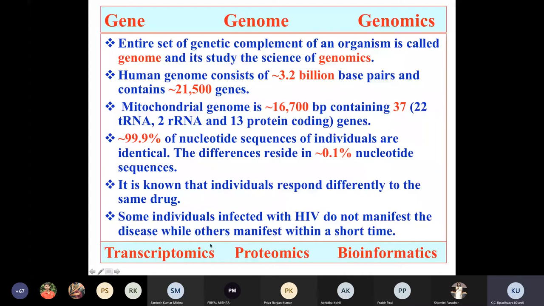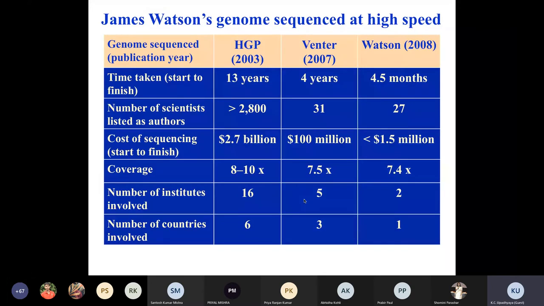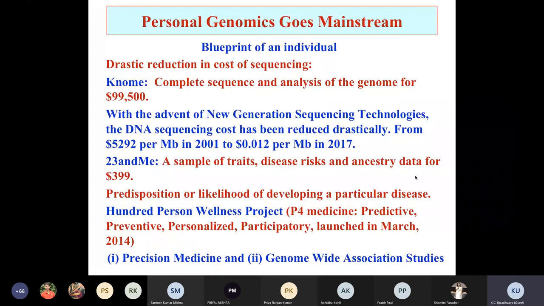Okay, on the sequencing technology, a little bit on what has really changed. The Human Genome Project took 13 years, and we can compare how many scientists were involved, the cost of sequencing, the coverage, and the number of countries involved. Then Craig Venter also simultaneously sequenced it, and it took 4 years. In 2008, the Watson genome took 4 months, and the cost was reduced from $2.7 billion to $1.7 million. And what has happened now? The cost in present time is reduced so much that an entire human genome can be sequenced for less than $100,000.